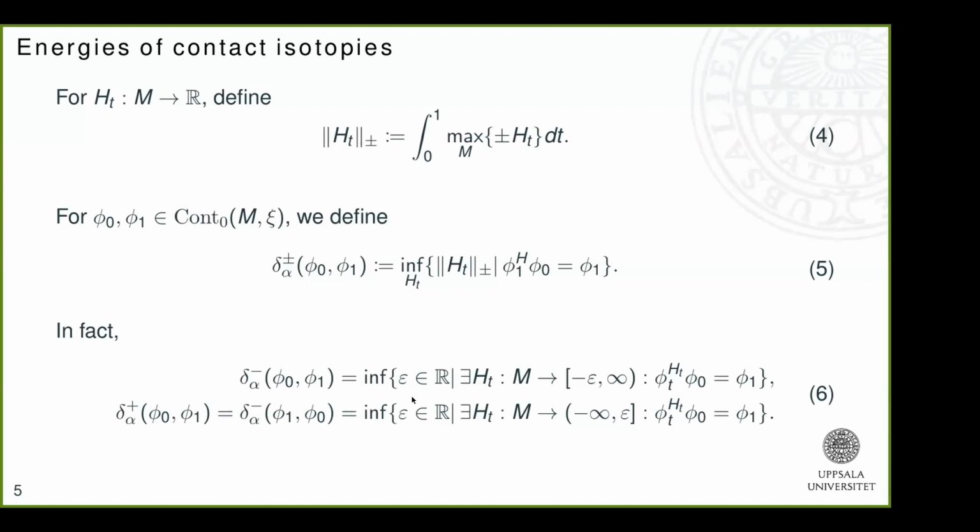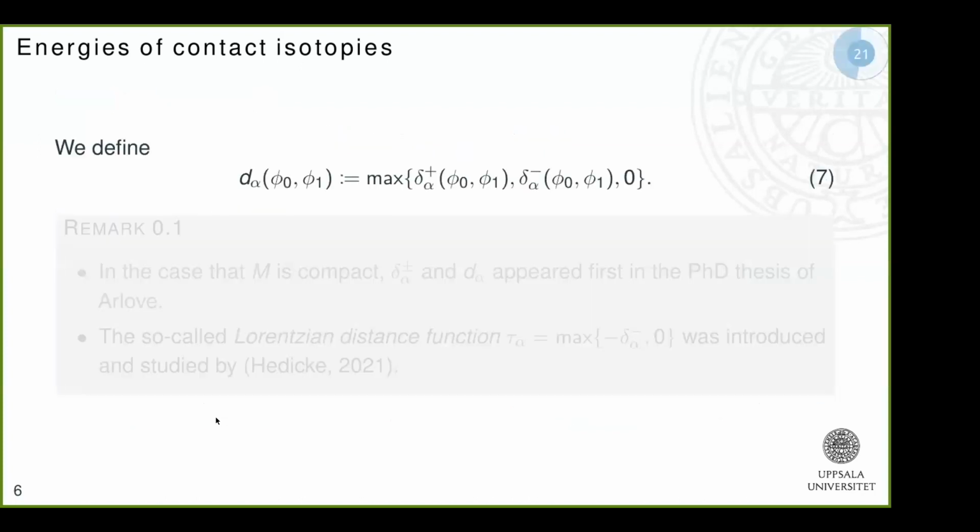And it's also easy to see that delta plus of phi 0 and phi 1 is equal to delta minus of phi 1 and phi 0. So now we want to define a pseudometric using those. Of course, the delta plus/minus are never a pseudometric in any way. For example, they're not symmetric, and also they can be negative. But if we define the alpha of two contactomorphisms as the maximum of delta plus, delta minus, and 0, then this defines a pseudometric on the contactomorphism group.